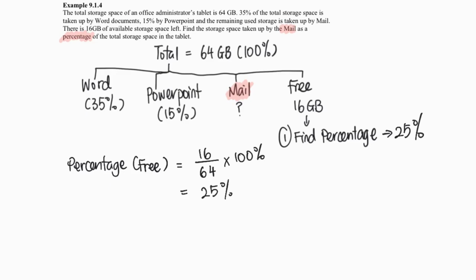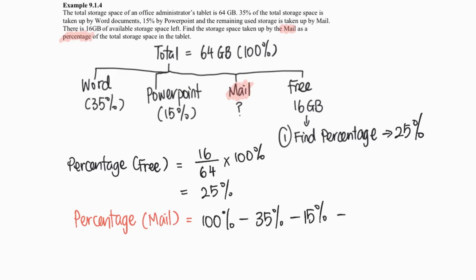So now I know this is 25%. I will be able to get the percentage that's used by mail, and that will be 100% minus 35% from Word, minus 15% from PowerPoint, minus 25% that is available, to yield the final answer, 25%.